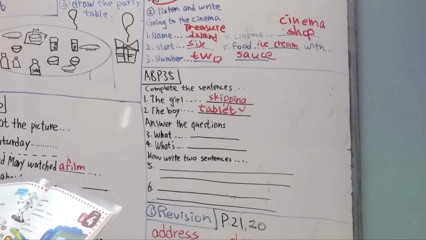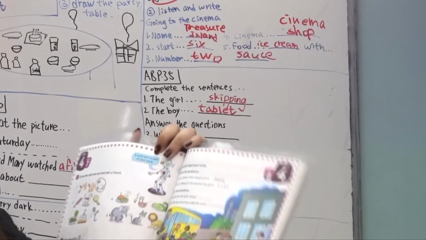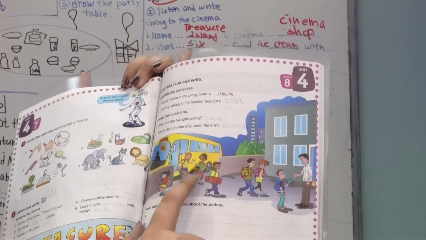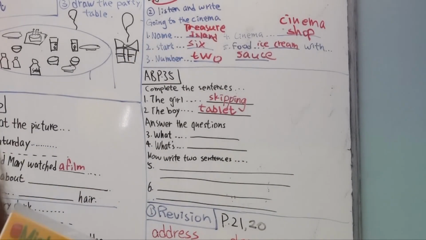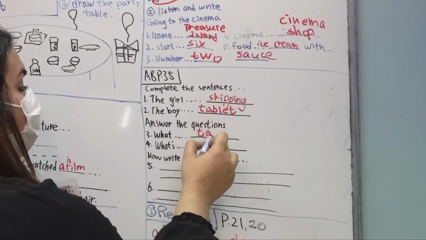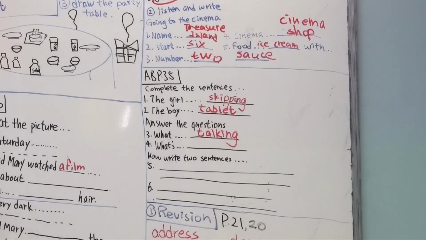Number 3. What are the 2 girls doing here? They are talking. How do we spell talking? T-A-L-K-I-N-G. Right? Talking.